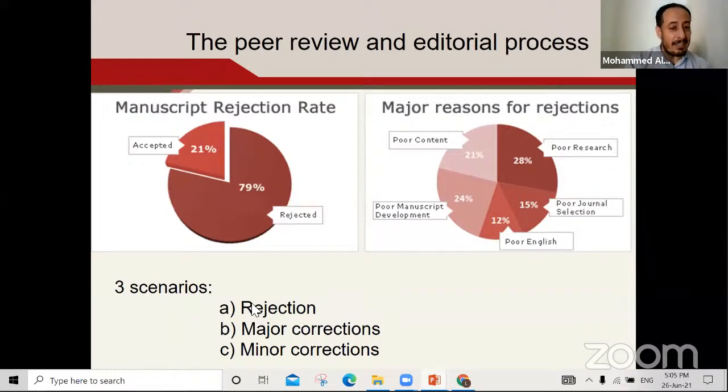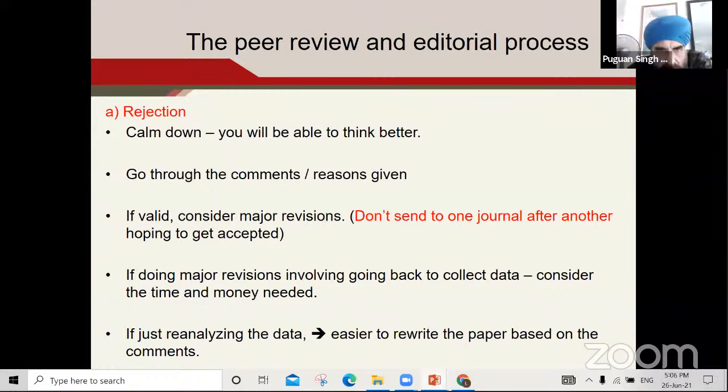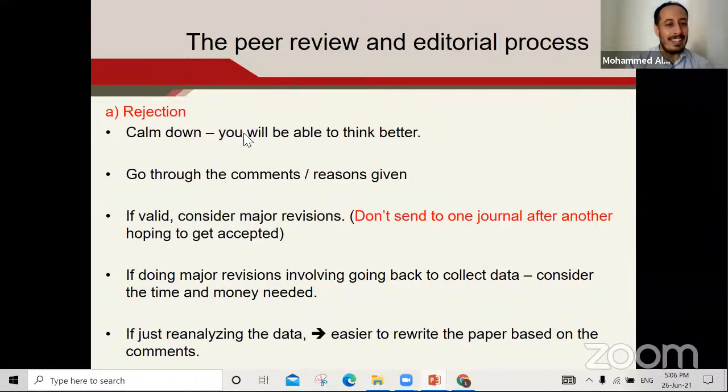So there are 3 scenarios, as I told you, or 4: rejection, major, and minor. If your manuscript is rejected, is this the end? No, calm down. It happens even for my students. I have one student who already graduated. Her manuscript was rejected almost, I can say, 6 times. And finally it was accepted in a Tier 1, Q1 journal. She had submitted even the 4th or 5th time to a journal with a very low impact factor.